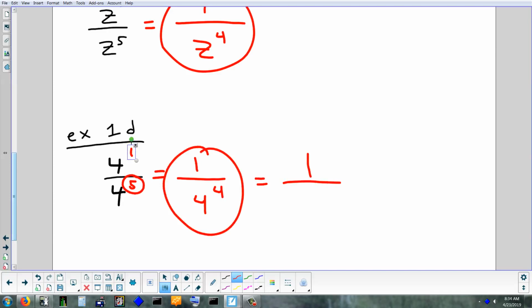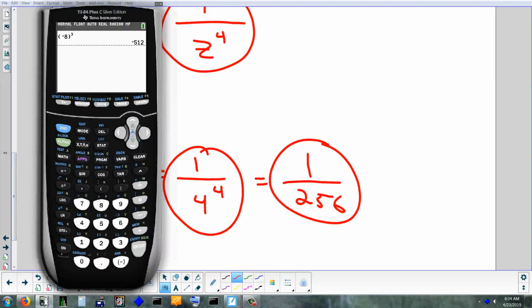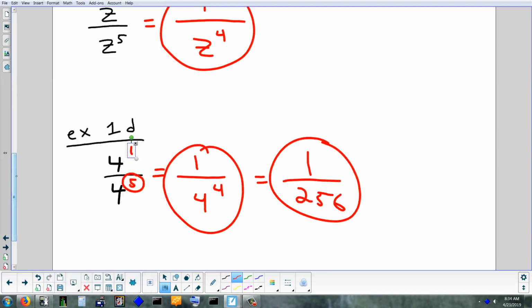It's 256. If you use your calculator and type it in, maybe I should show you. 4 to the 4th power. 256. Again, remember, it's not negative, so you don't have to worry about putting it in parentheses. When it's negative, make sure you put it in parentheses. If these were all negatives here, I would have had negatives throughout the whole problem, but I'm not going to put that in.